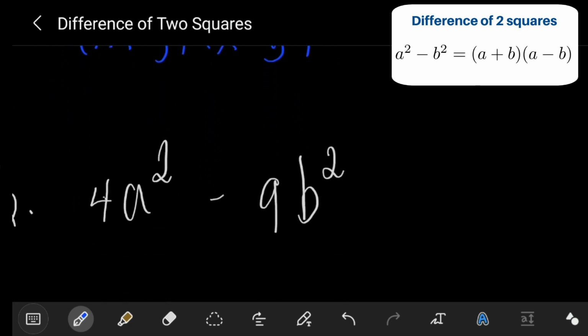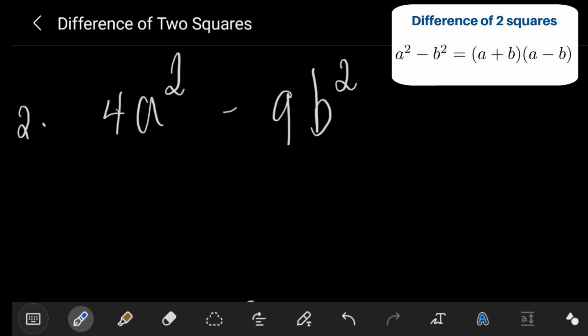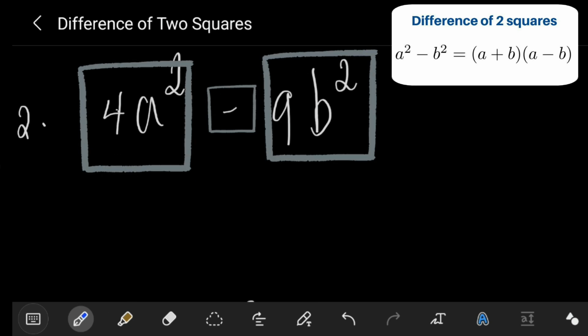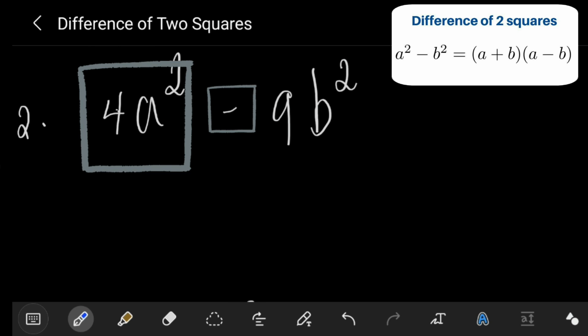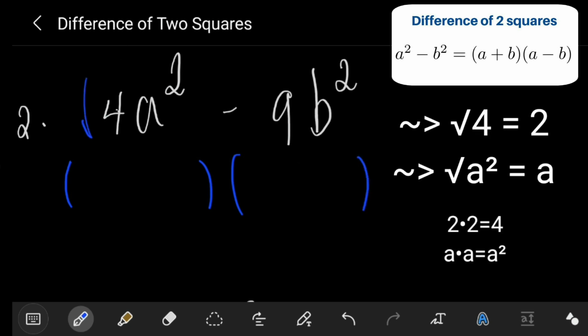Next, number 2. 4a squared minus 9b squared. Difference of two squares ba siya? Of course, dahil minus sign, perfect square yung first, and perfect square yung second term. So, kunin na natin ang square root ng first term. Kung ganun nga, meron na tayong agad factor na ganyan.